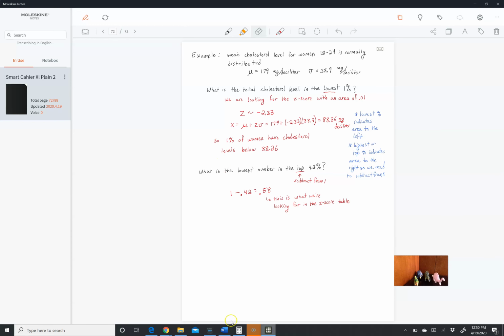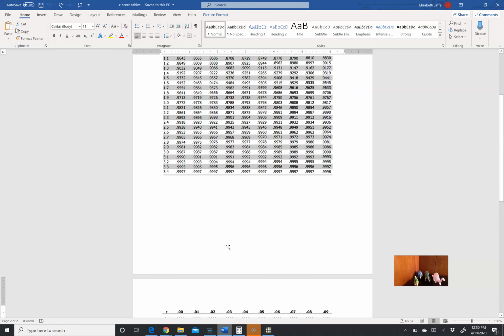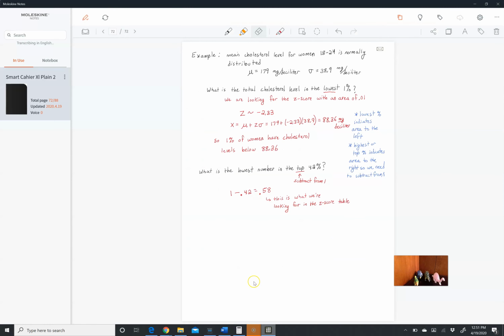Okay, so let's go to our z-score table. We're going to be in the positives because it's greater than 0.5. And here we're looking for 0.58. So that's going to be very close to 0.20, right? 0.5793 is closer. This is only 0.0007 away. This is 0.0032 away. So this is closer. So our answer is our z-score is approximately 0.20.